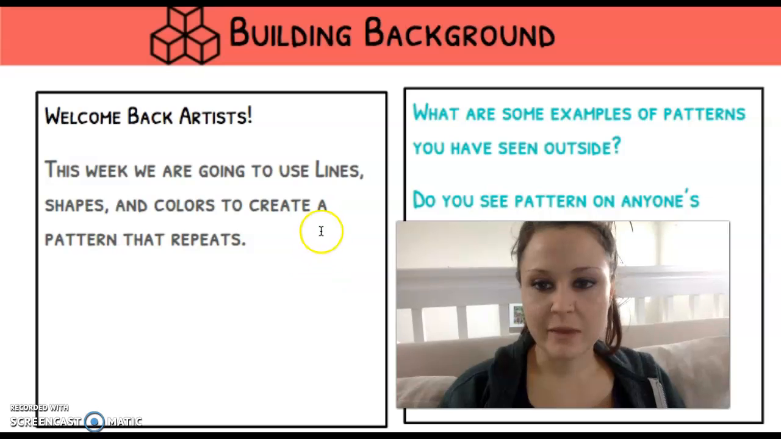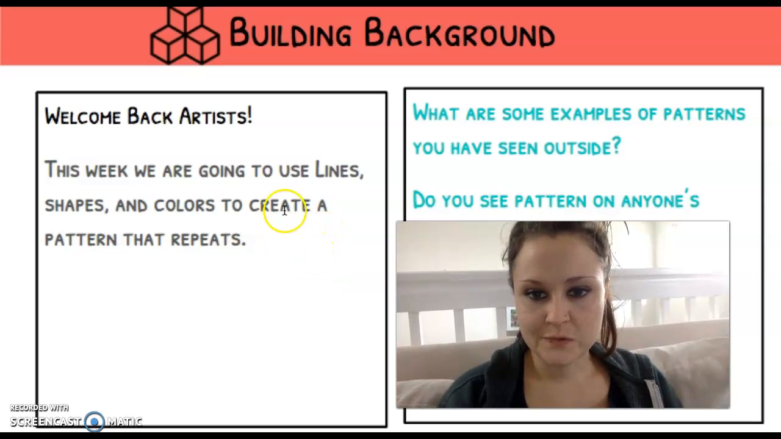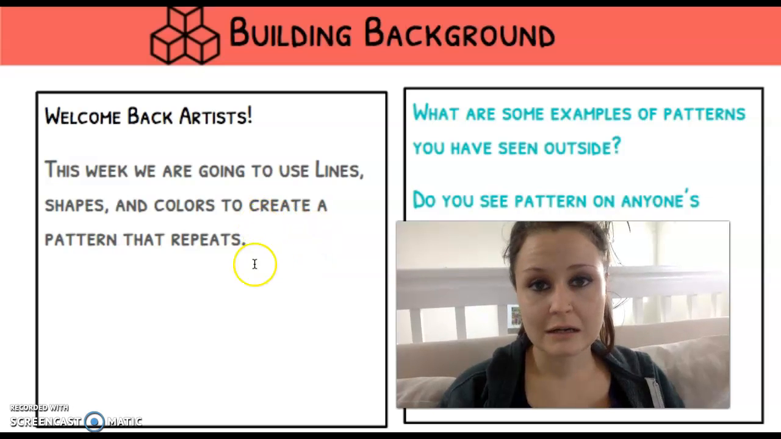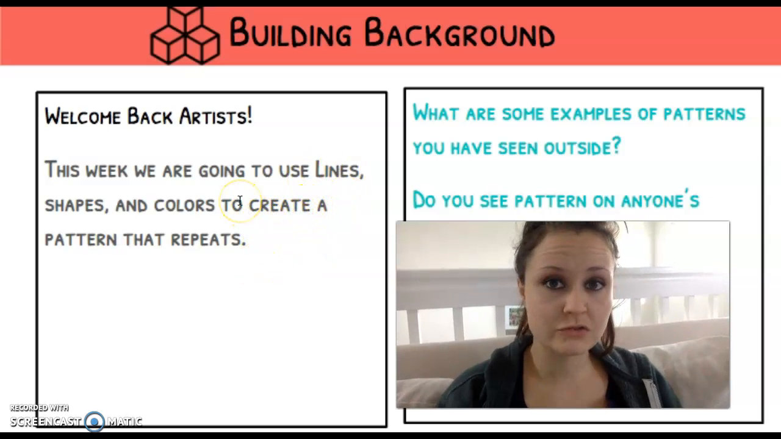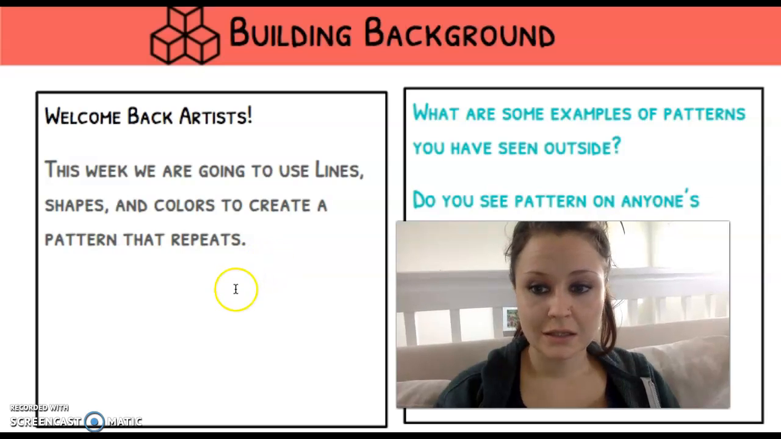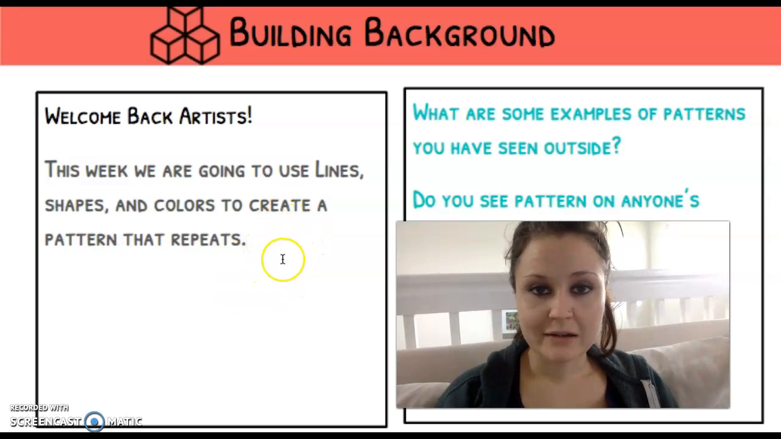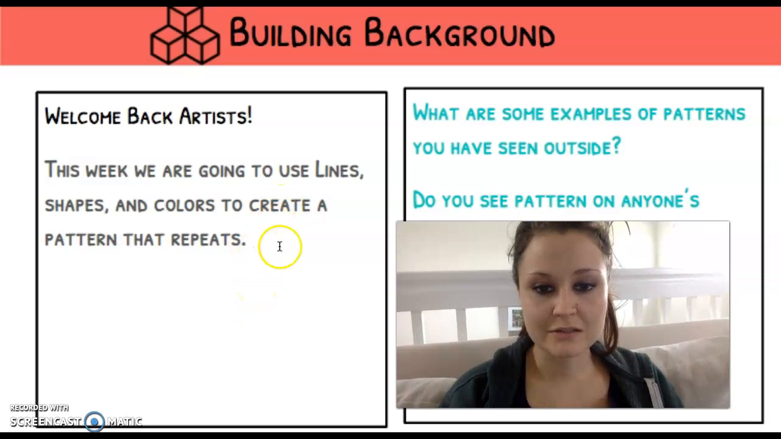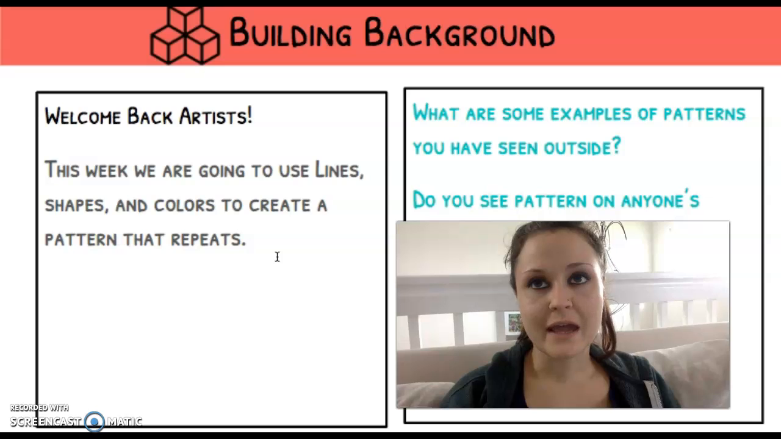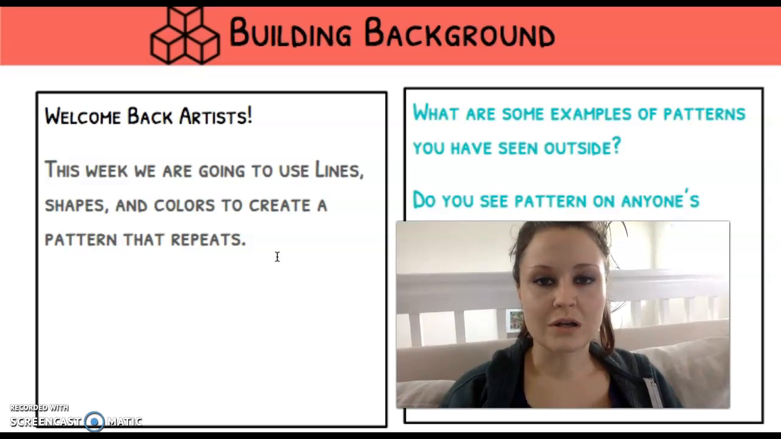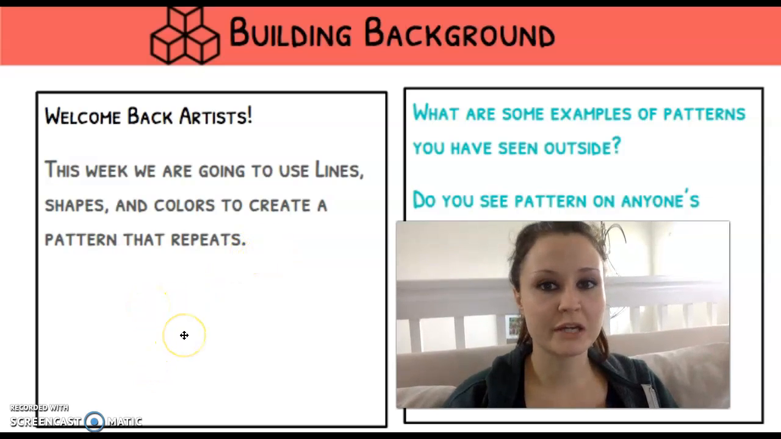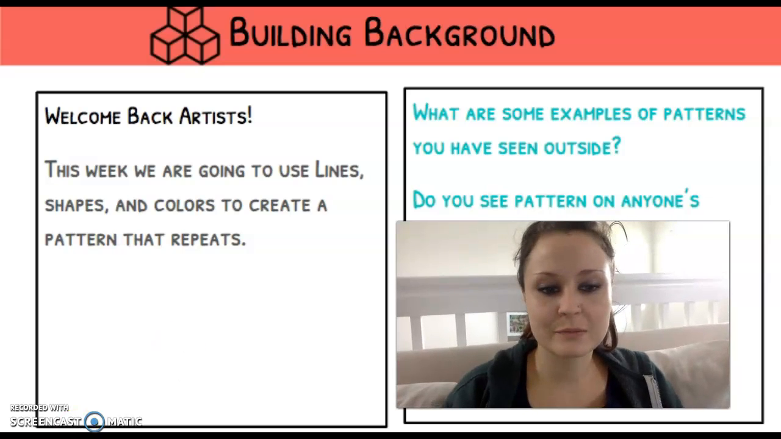What are some examples of patterns that you've seen outside? So a pattern is a repeating shape or design. Have you seen a pattern on anyone's clothes before? Maybe stripes or plaid? What other kinds of patterns do you know? In math, we talk about an A-B pattern, so you could say 1, 2, 1, 2, 1, 2. That's a pattern. In art, it's more about the picture or the design that's repeating.